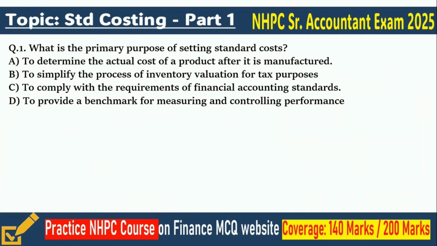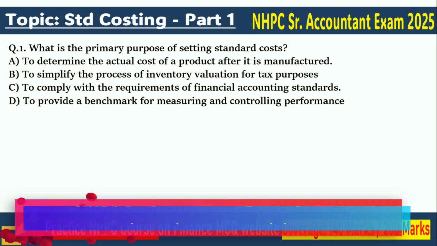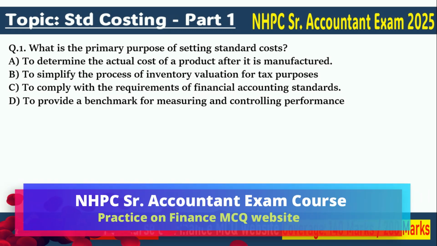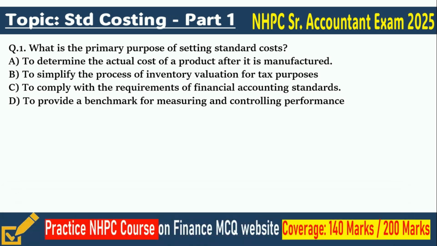So friends, the first question is, which is the primary purpose of setting standard costs? Option A, to determine the actual cost of a product after it is manufactured. Option B, to simplify the process of inventory valuation for tax purposes. Option C, to comply with the requirements of financial accounting standards. Option D, to provide a benchmark for measuring and controlling performance.